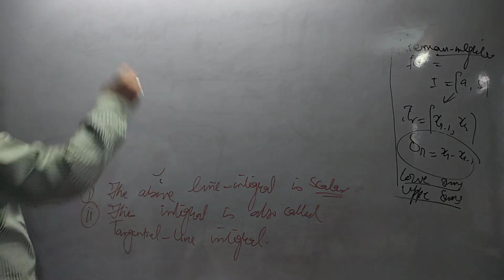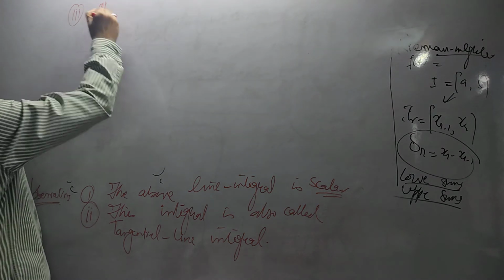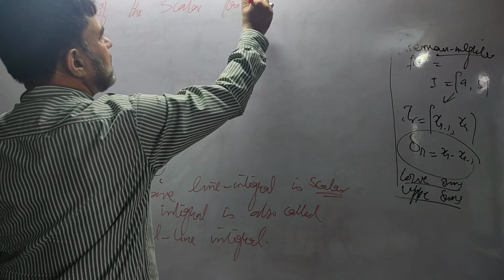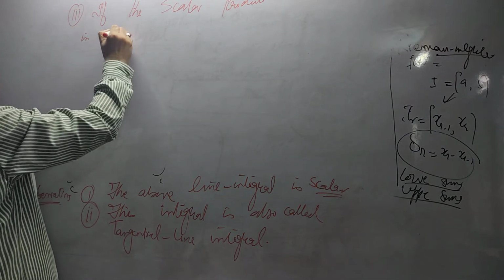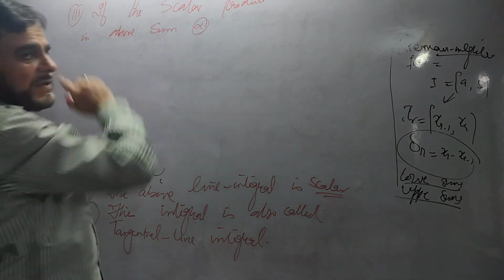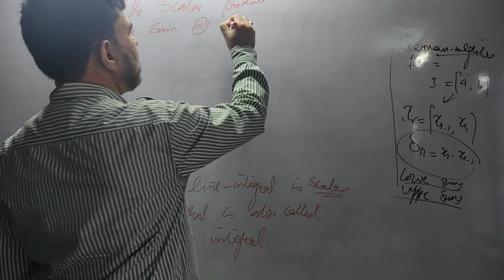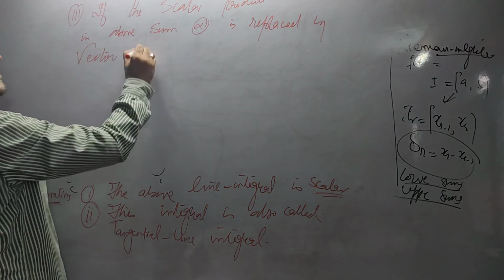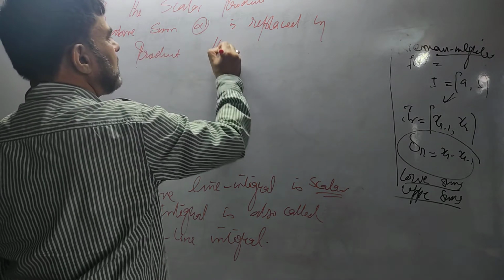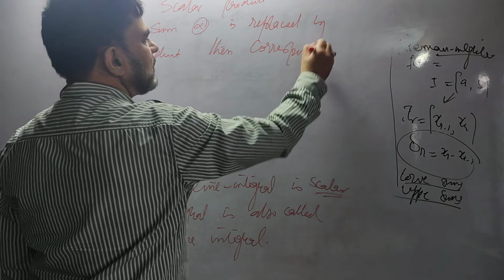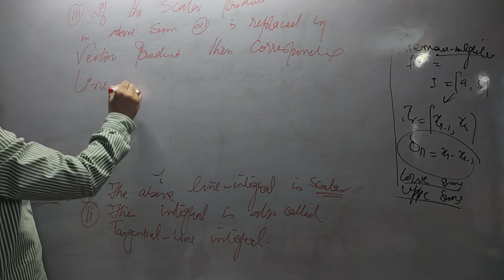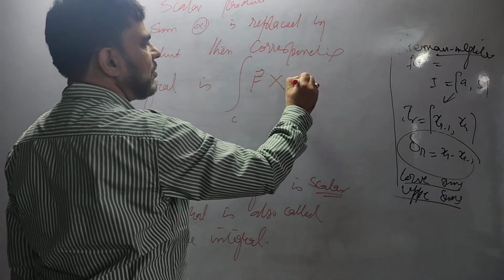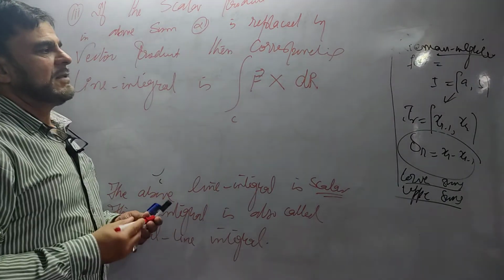Third point I will write: if the scalar product in the above sum, which is alpha, is replaced by the vector product, then the corresponding line integral is the integral over C of the given vector point function f cross dr. This will be the line integral.